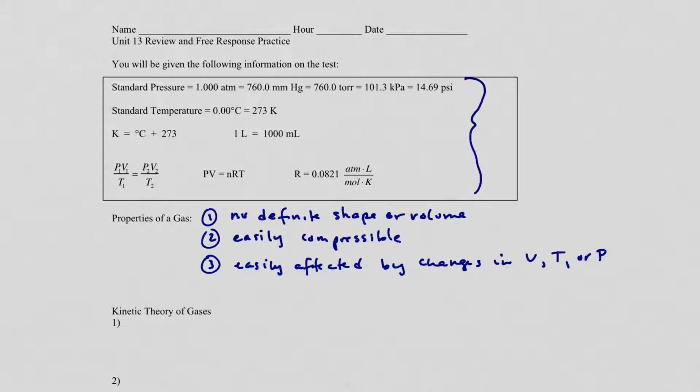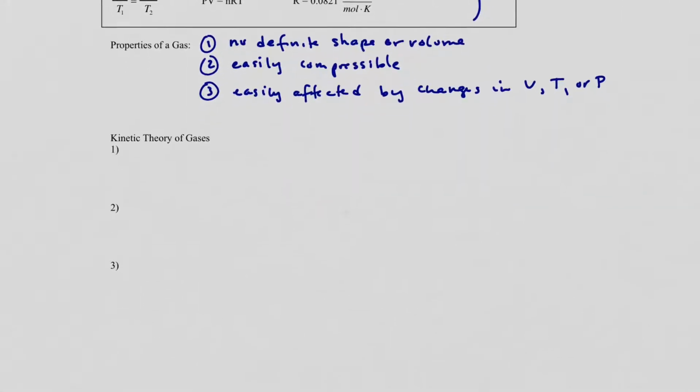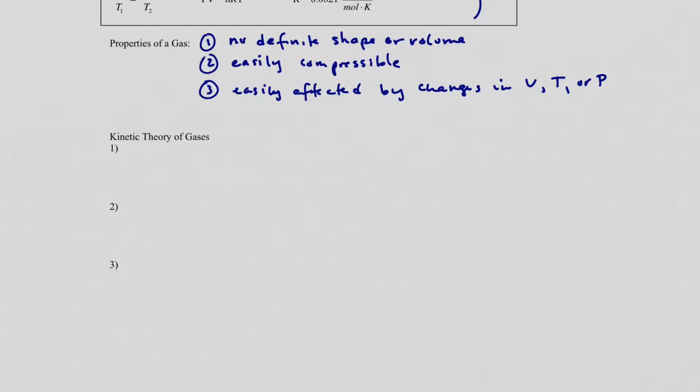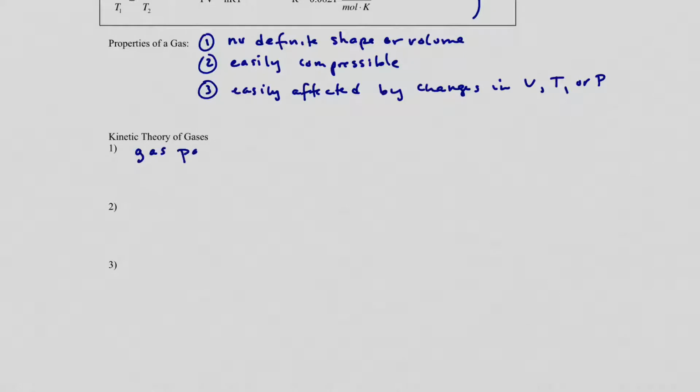All right, so the kinetic theory of gases is meant to explain these properties based on what is happening molecularly inside of a gas. One of the things that we know is that gas particles move very, very fast. So we say that they have a high kinetic energy, which is, of course, the energy of motion.